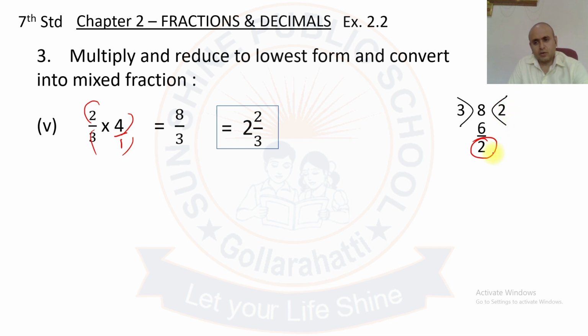So what happens is the 2 remainder goes to the numerator. It is 2 by 3. This 3, the denominator, stays the same. The answer is 2 by 3.